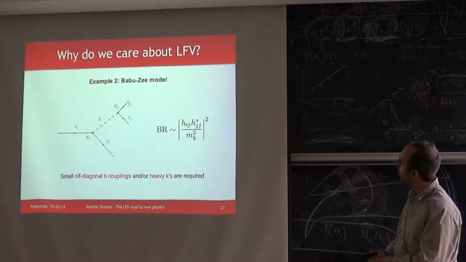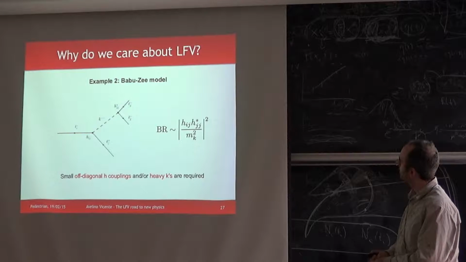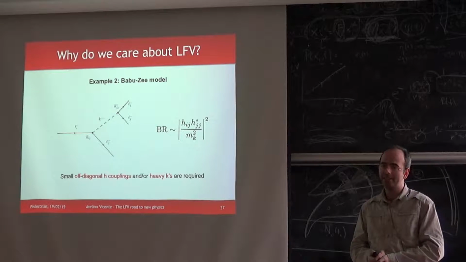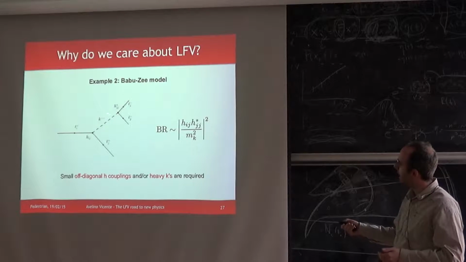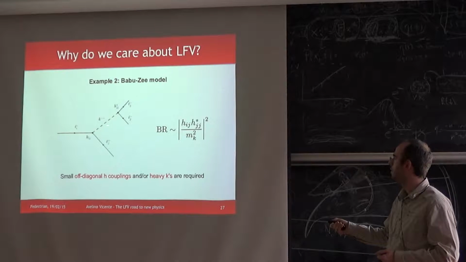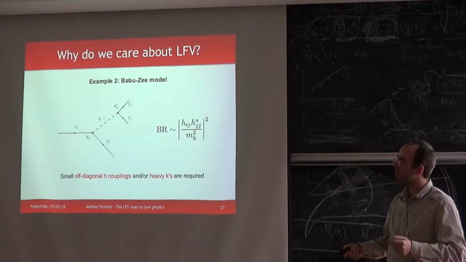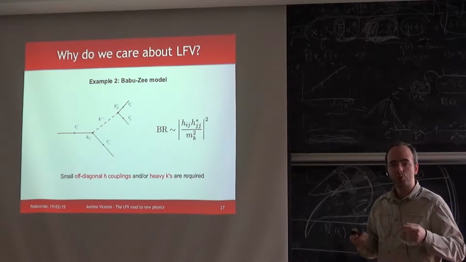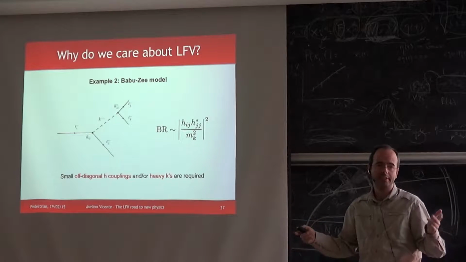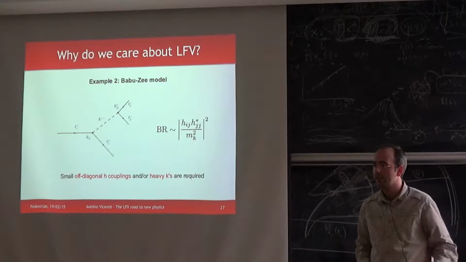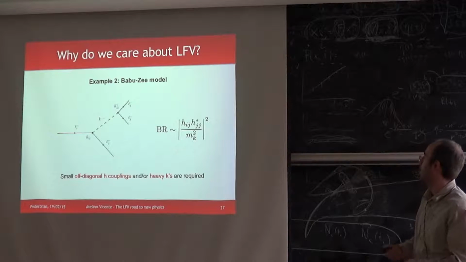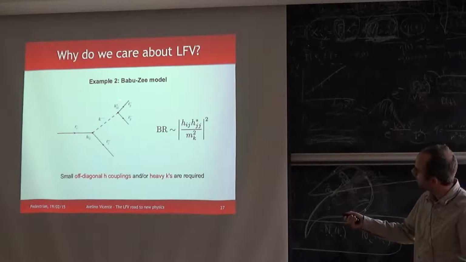Another example is the Babu-C model, a popular model where neutrinos get masses at 2 loop. Not important here. In this model, there is a particle, usually called K, which has charge -2, and it can couple to 2 leptons. There is no reason for this coupling to be diagonal. It can couple to electron and muon, or muon and tau. It could be whatever. And then you can calculate, and you see that there are processes like this.